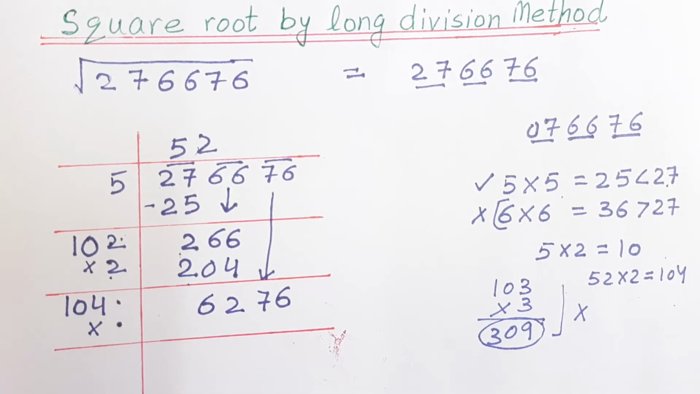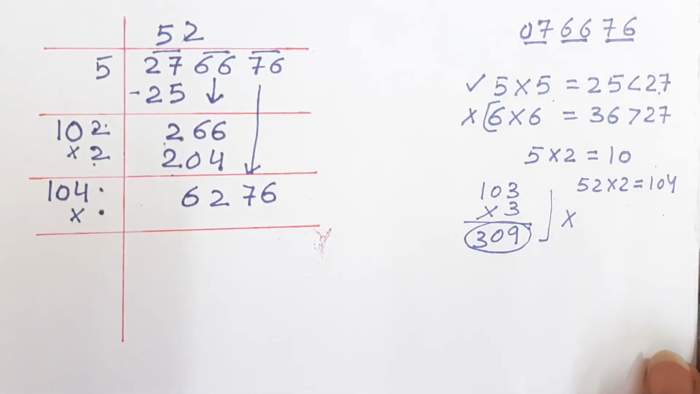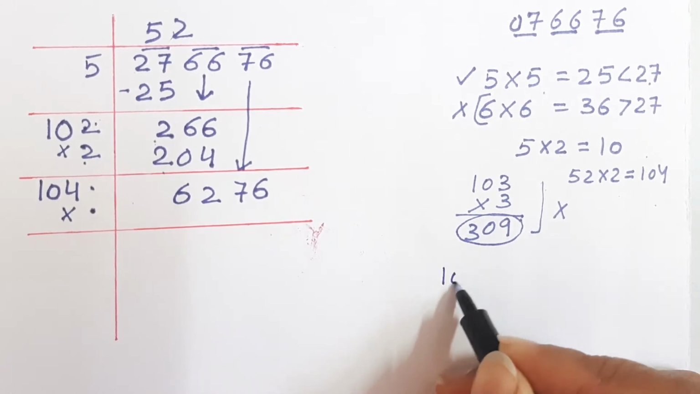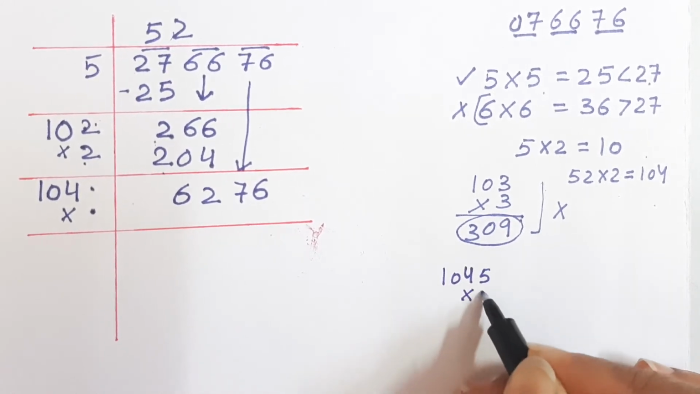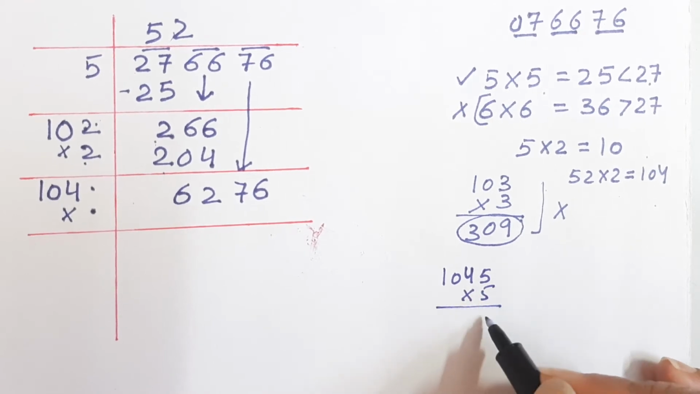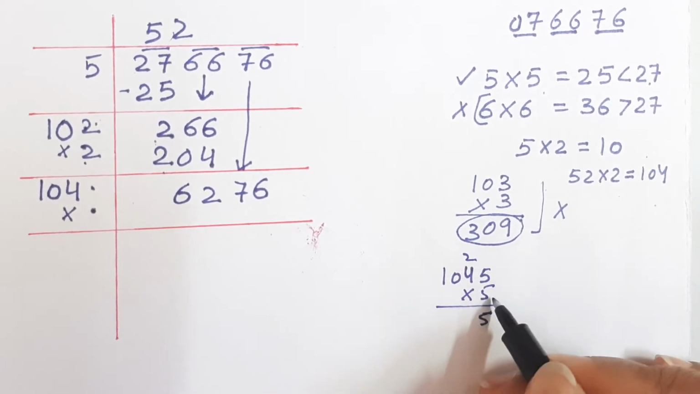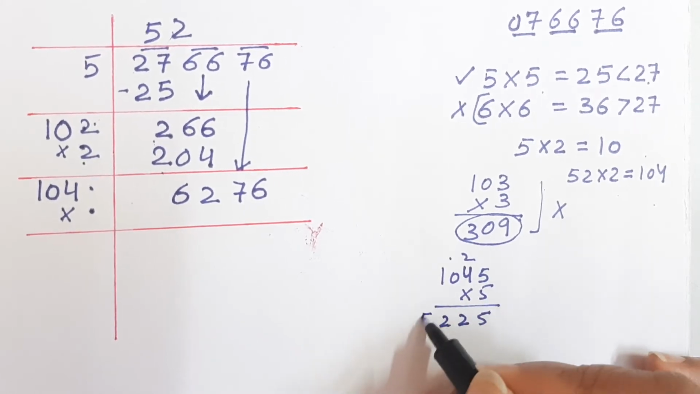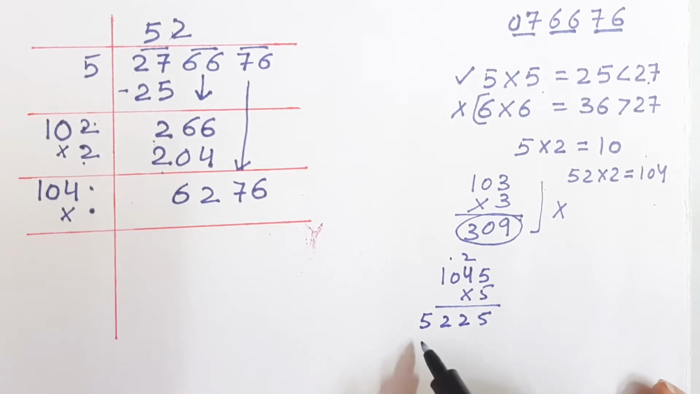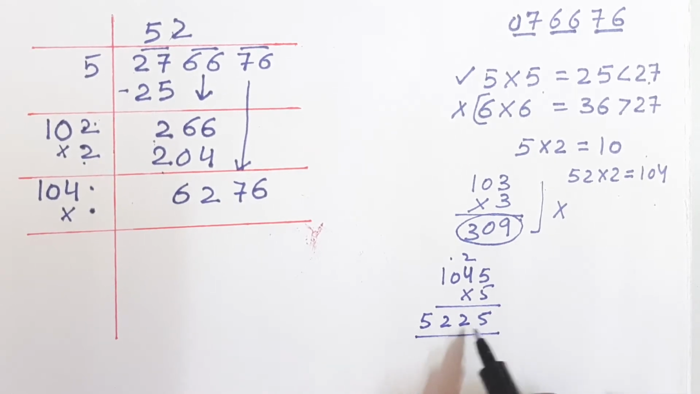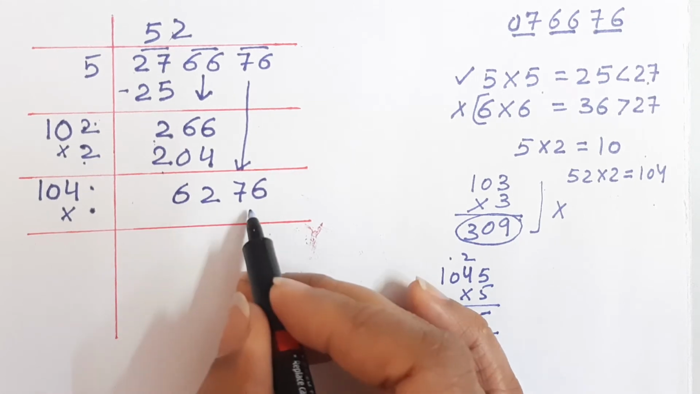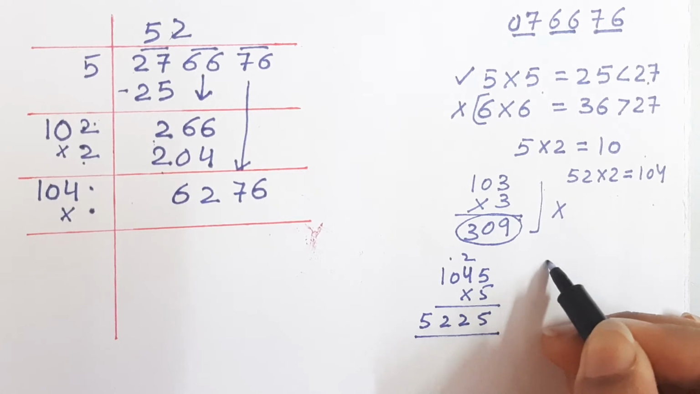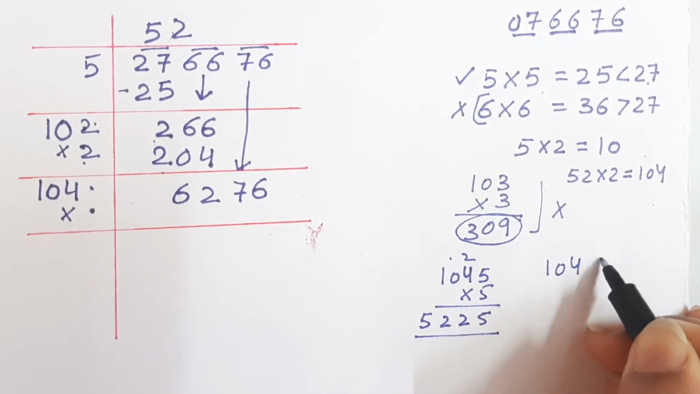You can try this with different numbers. Suppose I take the number 5 here. Suppose I take 1045, 5 multiplied by 5. Then 5 fives are 25. 5 fours are 20, plus 2 is 22. 5 ones are 5. Clear? Now 5225 is less than this number. I need to check with one more number here. So if I consider, instead of 5, 6 now.